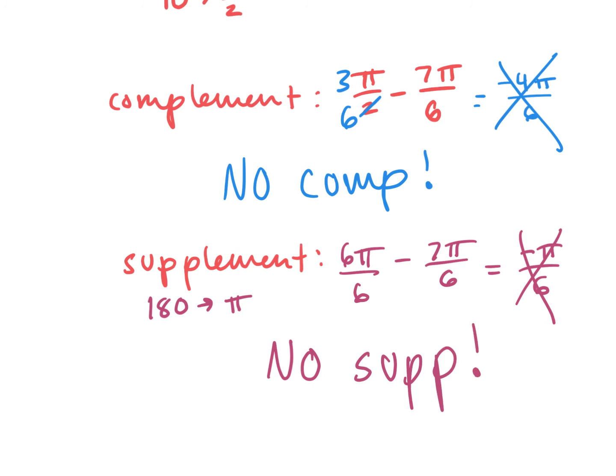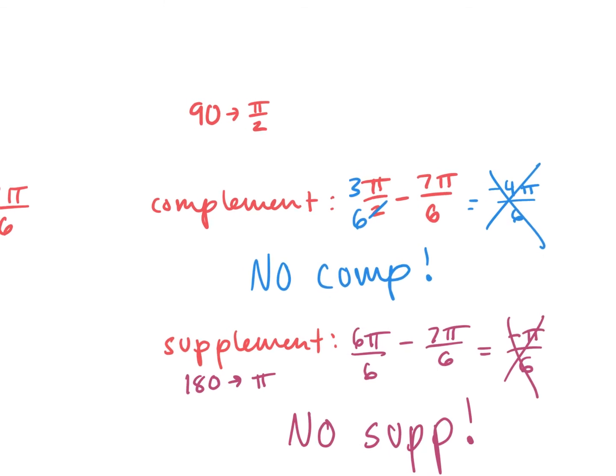Two complementary angles add up to 90. So you would just take 90 and subtract the other one. But since these are radians, you have to start with pi over 2 instead of 90, because pi over 2 is the radian measure of 90.